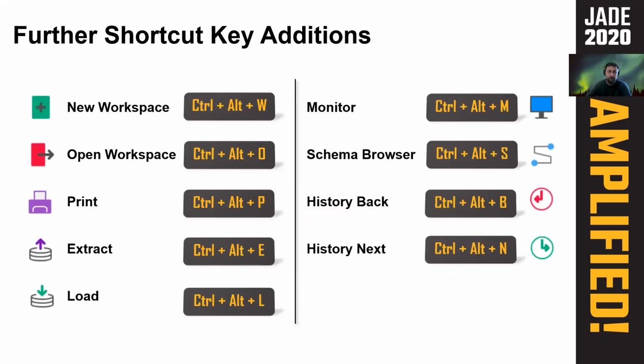Which leads me to the new Control Alt IDE shortcut keys that have been added. So new open, print, extract, load, monitor, and these are all displayed via the bubble help when you hover over the icons.